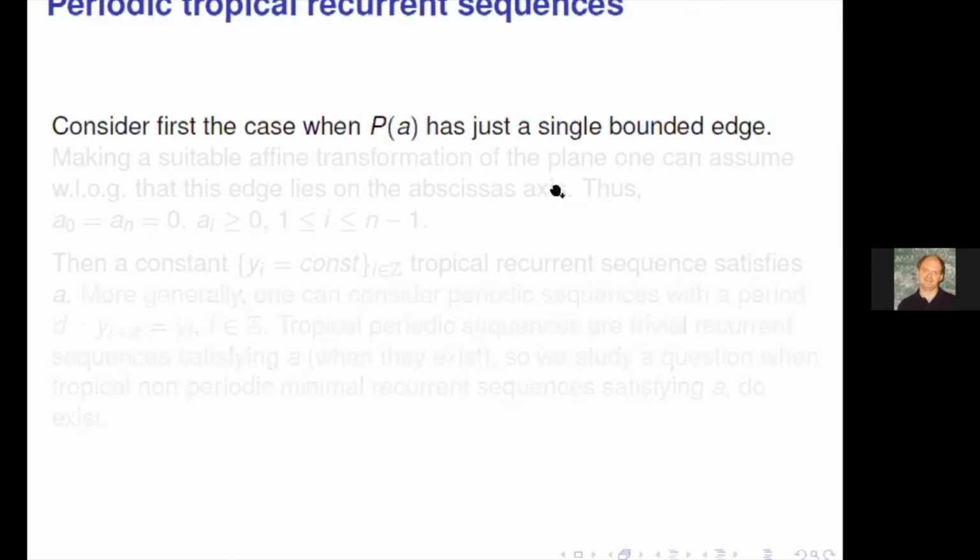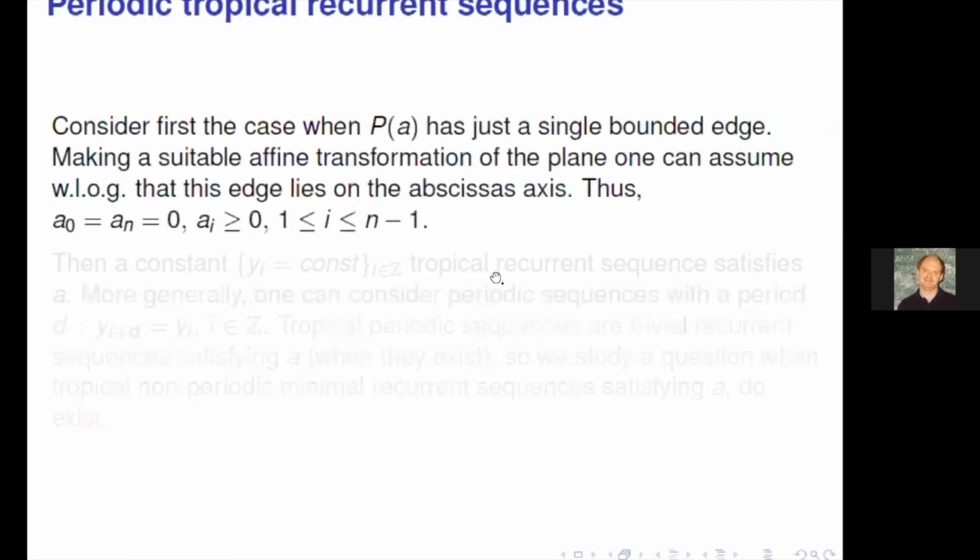Okay, so we consider the case when the Newton polygon has a single bounded edge. So, well, I don't have a picture, but it has two vertical unbounded edges and a single bounded edge, which we can definitely suppose to be horizontal. Okay, so we assume that it's horizontal.